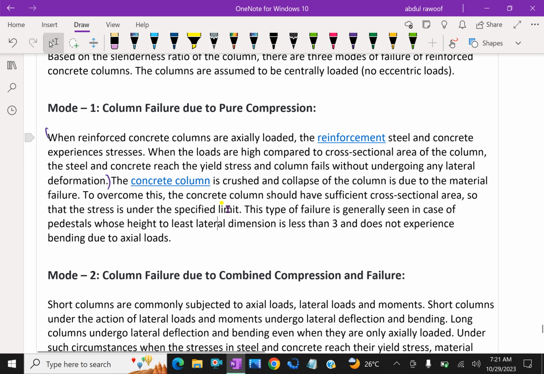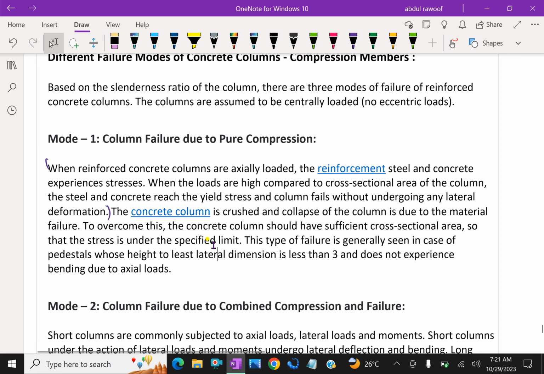To overcome this, the concrete column should have a sufficient cross-sectional area so that the stress is under the specified limit. This type of failure is generally seen in the case of pedestals whose height to least lateral dimension is less than 3, and which do not experience bending due to axial loads.